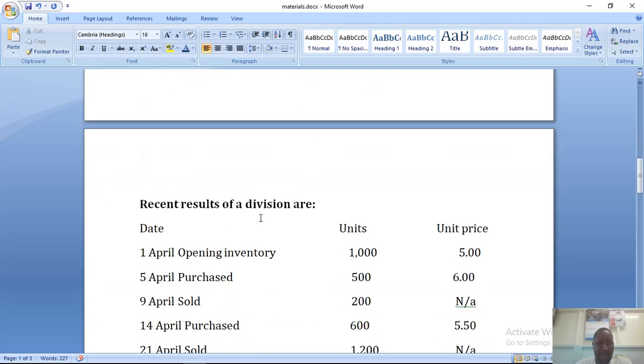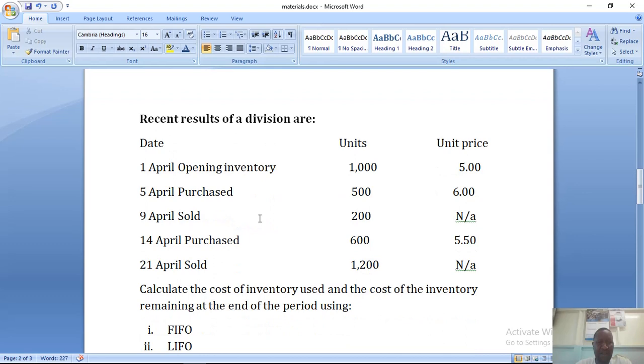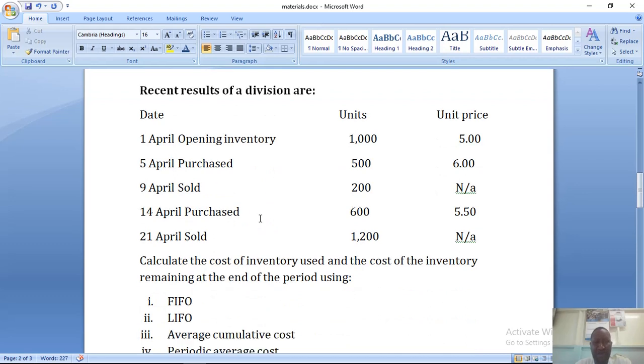So let's look at an example here. Recent results of a division are given as follows. We have the date. The opening inventory was 1,000 units. Unit price was 5. Then on the 5th of April, there were purchases of 500 units. The unit price was that. Then on April 9, there was a sale or issue of 200 units. We need to calculate the value of that issue.